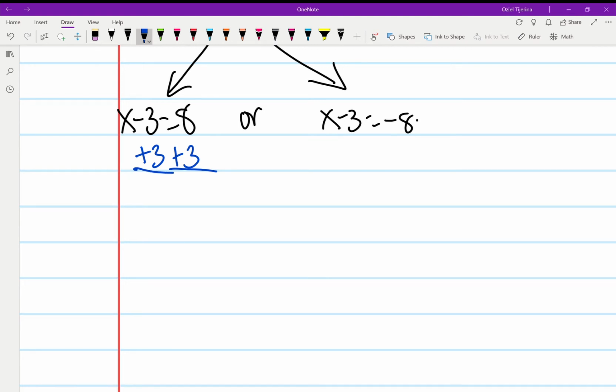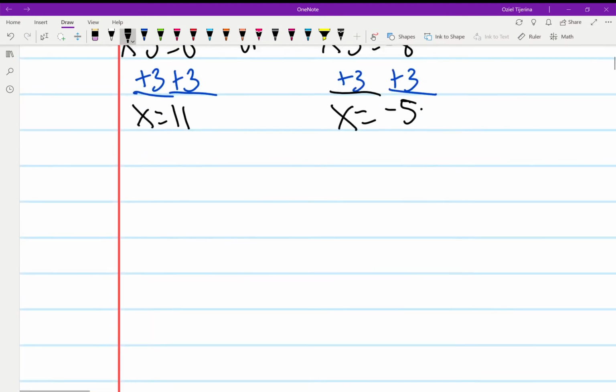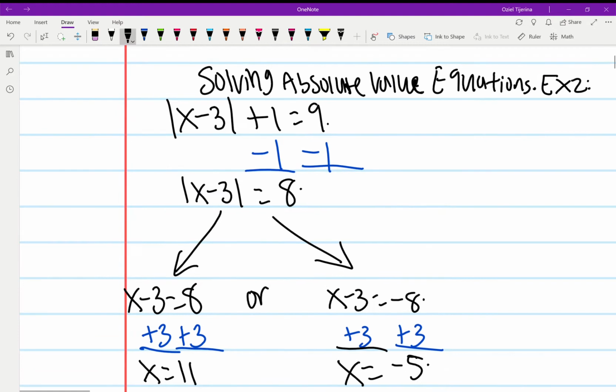And you get x equals 11. And then over here, you do the same thing, and you get x equals negative 5. So then your answers are x equals 11 and x equals negative 5.